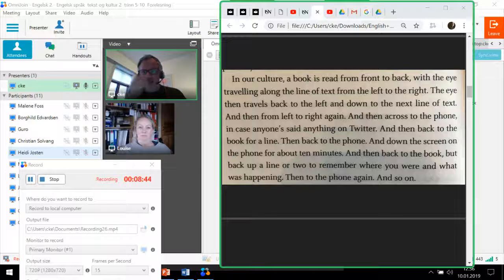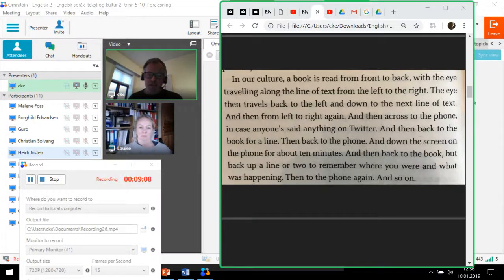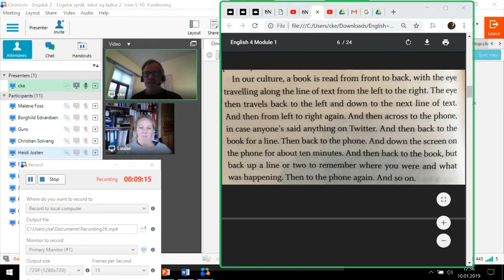I've taken an excerpt here. I'll put some more excerpts, and the book's also available. It says, in our culture, a book is read from front to back, and with the eye traveling along the line of a text from left to right. The eye then travels back to the left and down to the next line of text, and then from left to right again, and then across to the phone, in case anyone said anything on Twitter, like Neil Gaiman, and then back to the book for a line, then back to the phone, down the screen on the phone for about 10 minutes, then back to the book, but back up a line or two to remember where you were and what was happening, then to the phone again, and so on.